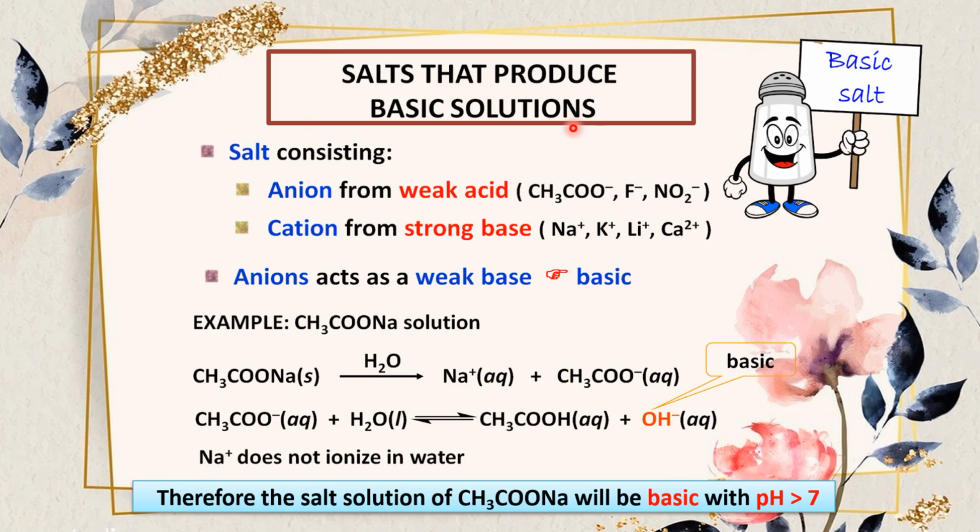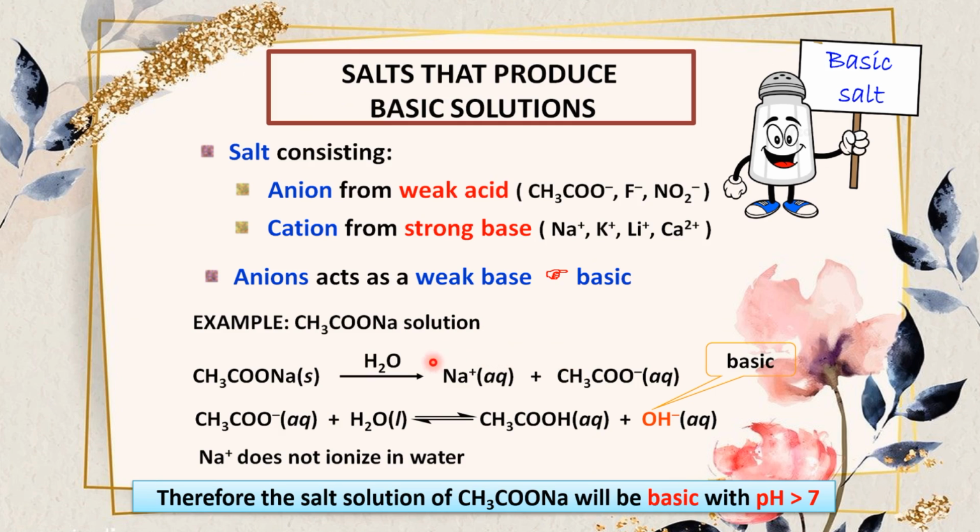Salt that produces basic solution usually consists of an anion from weak acid and cation from strong base. So anion reacts as a weak base and it will form a basic solution. Right, so for example, let's take sodium ethanoate solution. Solid sodium ethanoate is 100% hydrolyzed in water and it will form sodium ion and ethanoate ion.